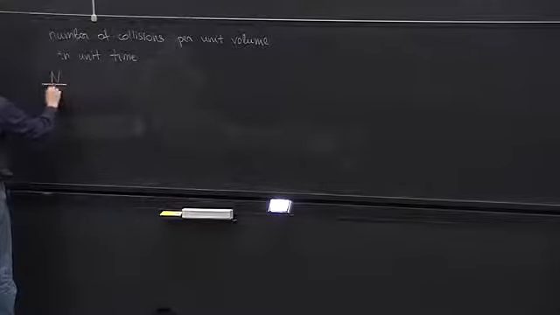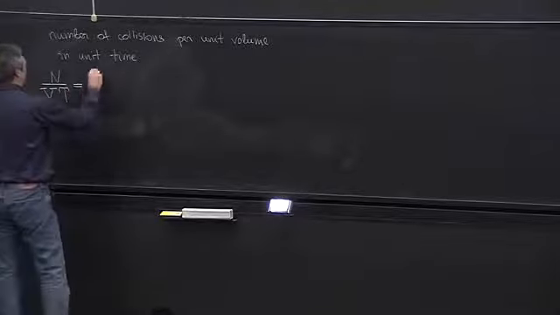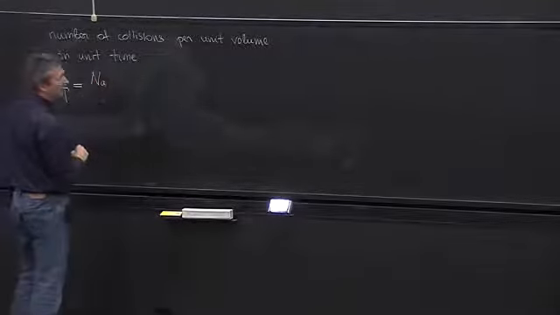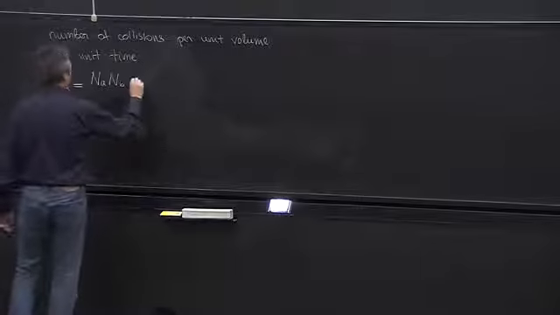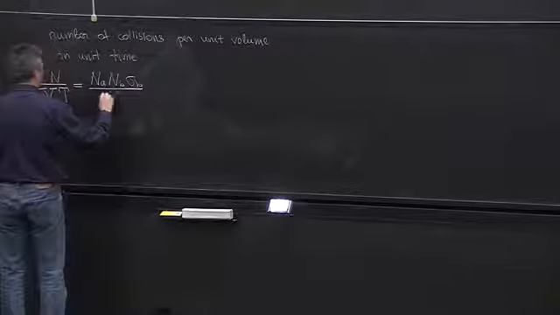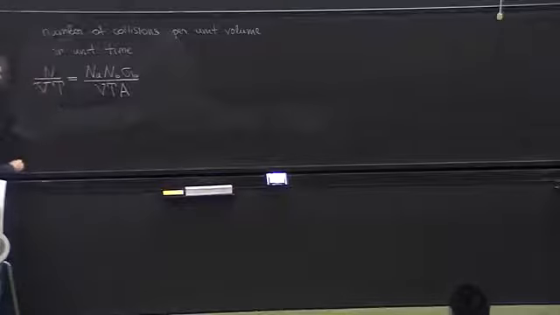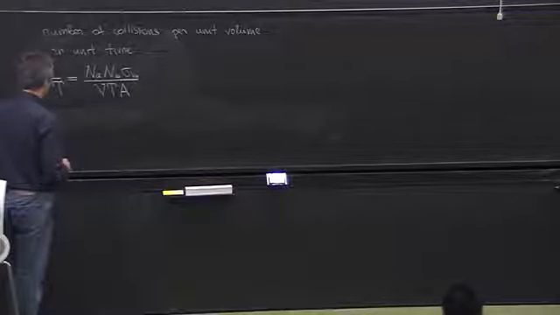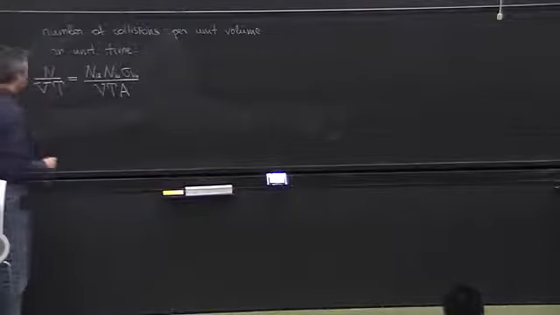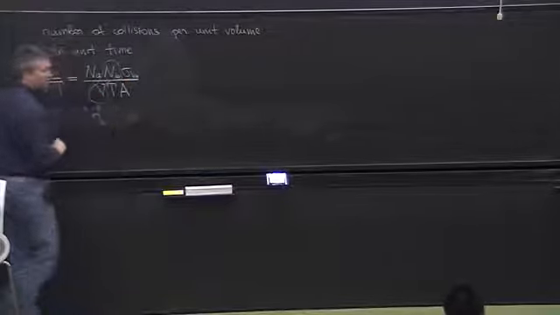So then we need to divide by the volume and by time. And so this will be equal to NA times NB times sigma B divided by V times T times A. So this ratio is equal to just the density of B particles.